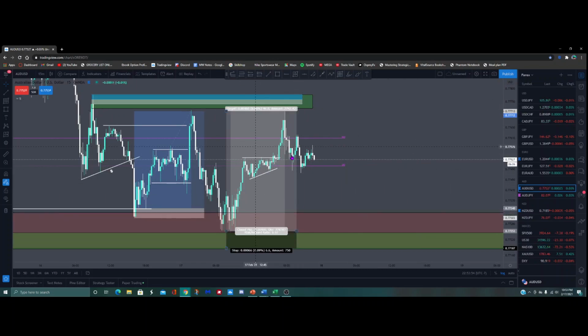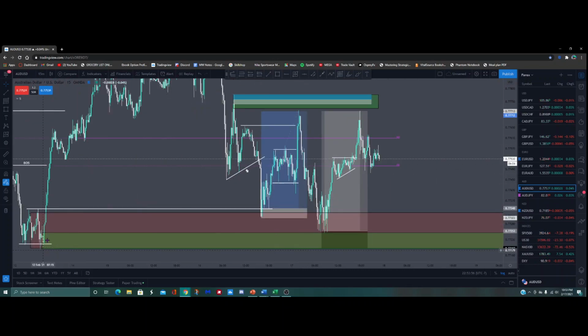So on this one, like I mentioned, 15-minute order block, had my entry just a couple pips above just to make sure I got tapped in.